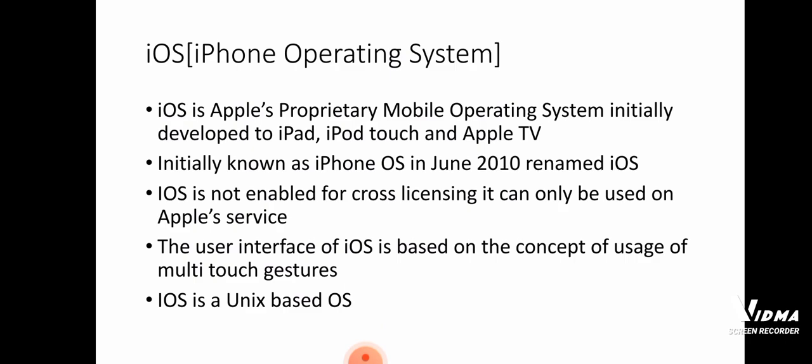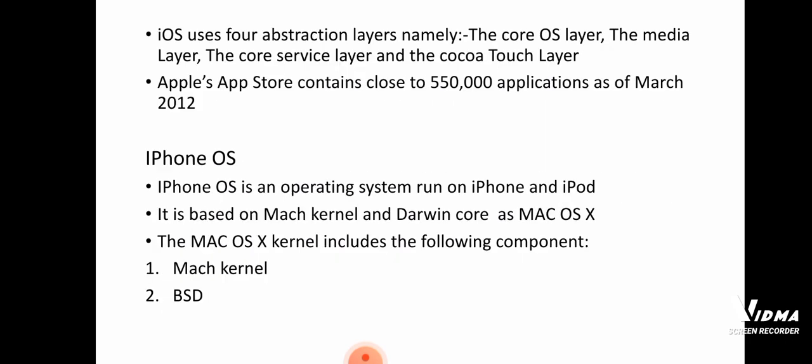The user interface of iOS is based on the concept of multi-touch gestures, and it is a Unix-based OS. The OS consists of four abstraction layers, namely the Core OS layer, Media layer, Core Services layer, and the Cocoa Touch layer. Apple's App Store contains close to 550,000 applications as of March 2012.